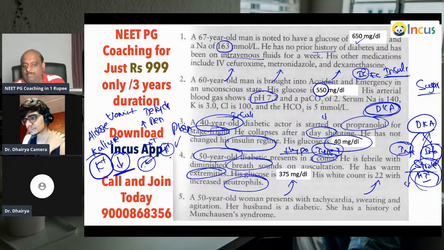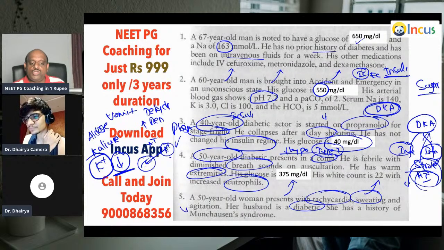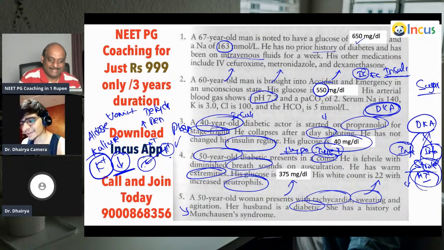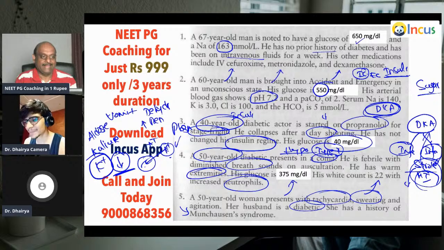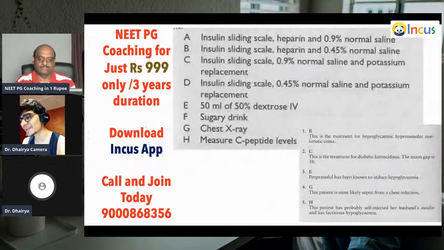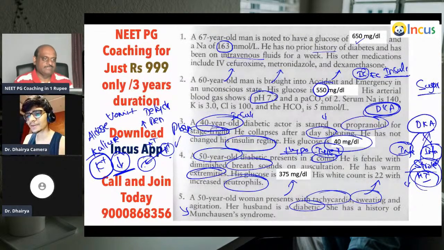Now, a 50-year-old woman with tachycardia, sweating, and agitation. Her husband is diabetic, and she has a history of Munchausen syndrome. So, how do you want to approach? This patient has tachycardia and sweating, and her husband is diabetic, probably on some OHA or insulin. This patient has just taken those OHAs or that insulin, and she has come with these features because she just wants to act on her Munchausen syndrome.